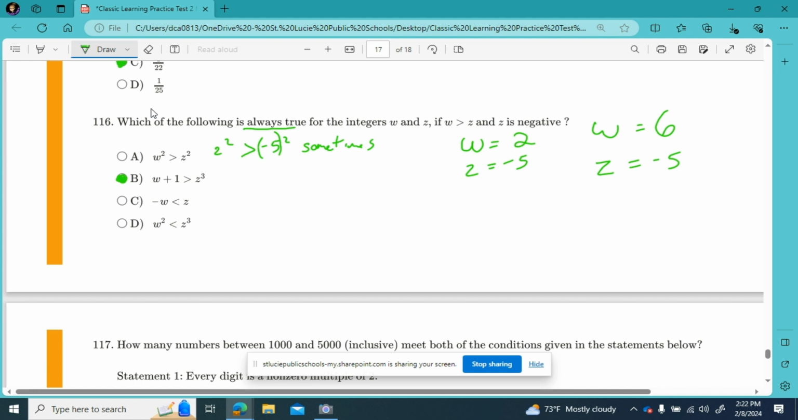And then w squared is less than z cubed. Let's see. W squared less than z cubed. That's never going to happen, because we just said z cubed is going to be a negative and anything squared is going to be a positive. So a positive can't be less than a negative. So that's never true.